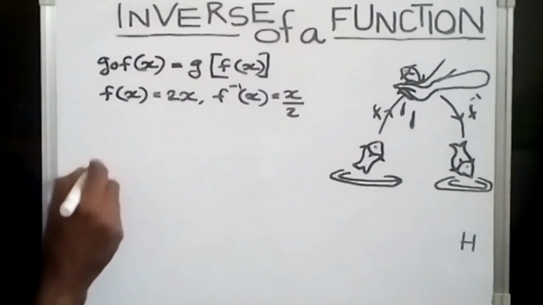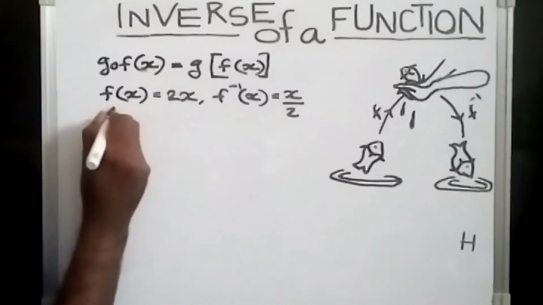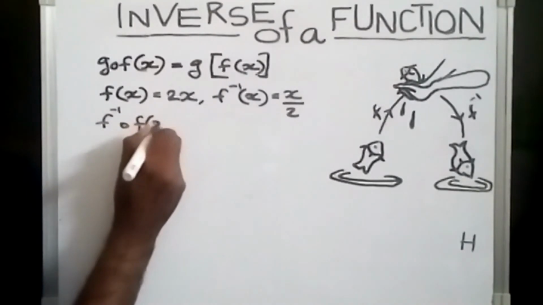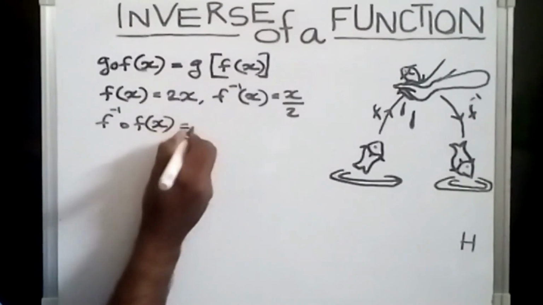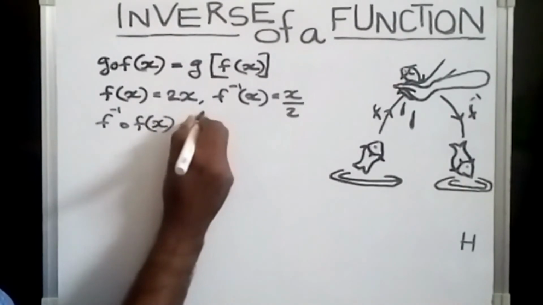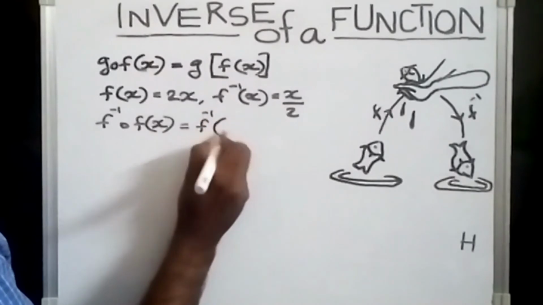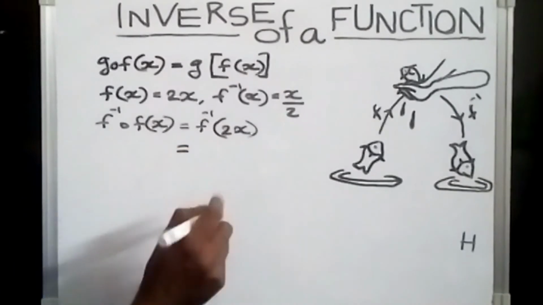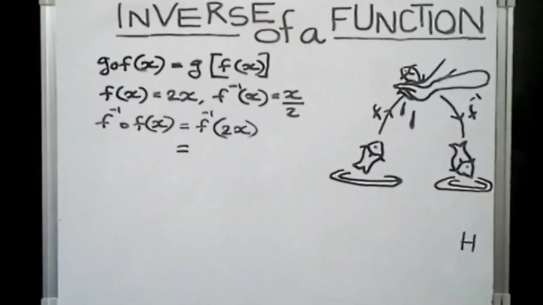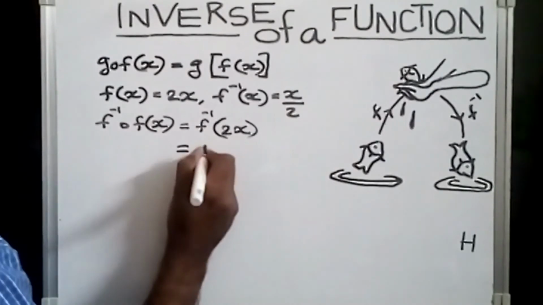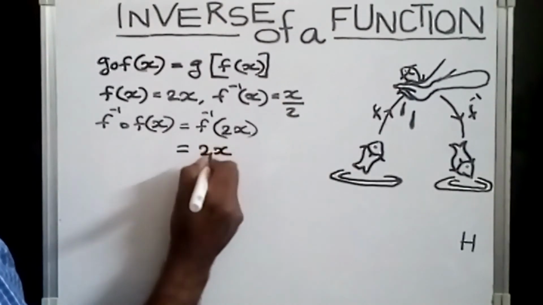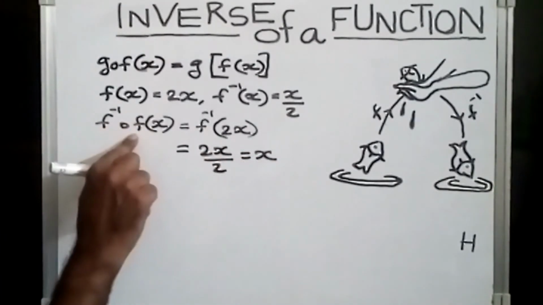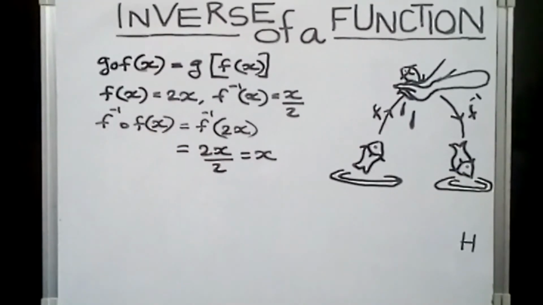And what happens if we find f inverse of f of x? f of x is 2x, so we need f inverse of 2x. Since f inverse of x is x by 2, f inverse of 2x is 2x divided by 2, which equals x itself. Thus, f inverse composite f of x equals x.